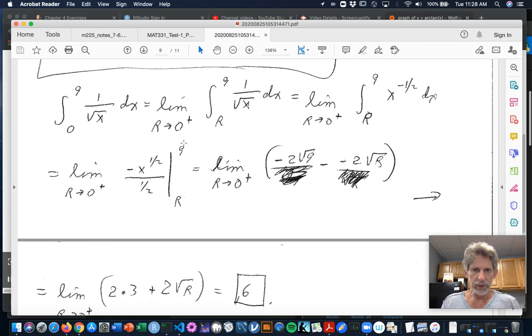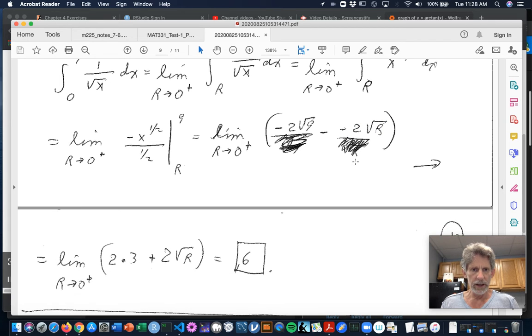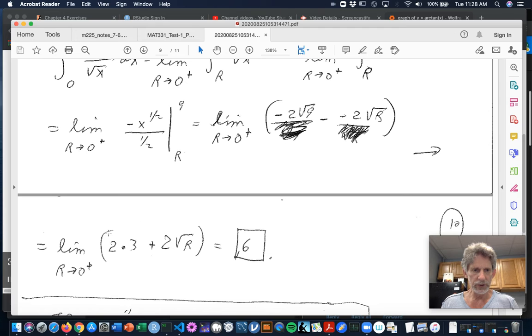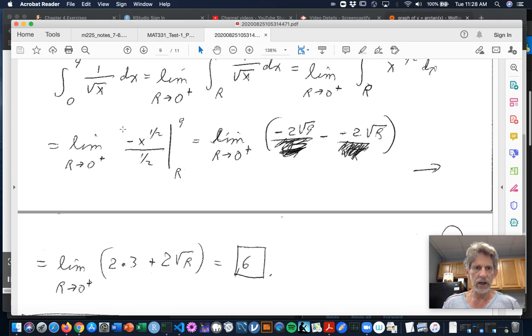I'm going to evaluate between the 9 and the r, and so I have a 2 root 9 minus a 2 root r. And so I've got a 2 times 3, the square root of 9, and a 2 times square root of r. Now I've got to let the r go to 0. So this part's going to go to 0, but this part's going to hang around at 6. And so the total area underneath that curve is a 6. I'll get rid of the typo here, here, and here right now so I don't forget.